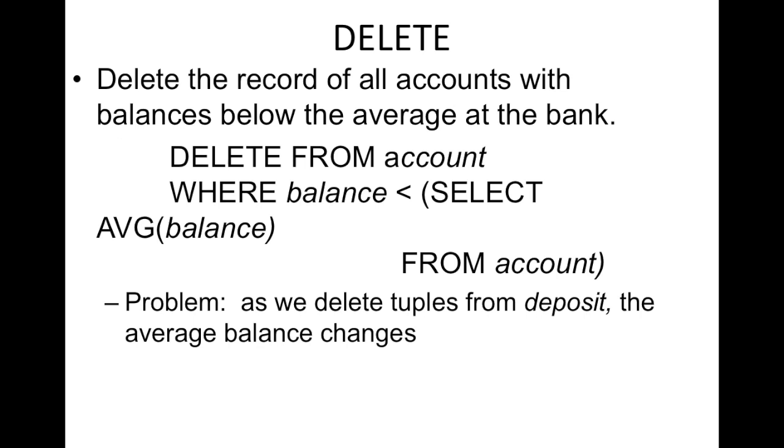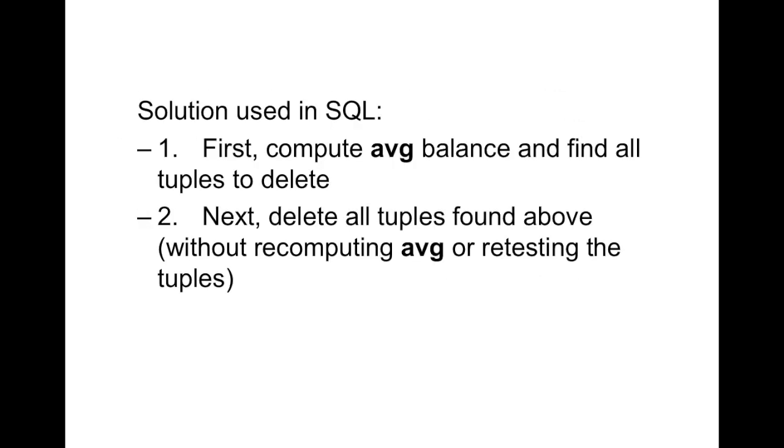So how is this solved? It's already solved in SQL in the way the SQL algorithm is executed. The SQL algorithm will first compute the average, save this average, and find all tuples to delete. Next, it will start deleting the tuples instead of deleting them and computing the average on each delete. Instead of that, it will compute the average first and then start deleting without computing the average again.